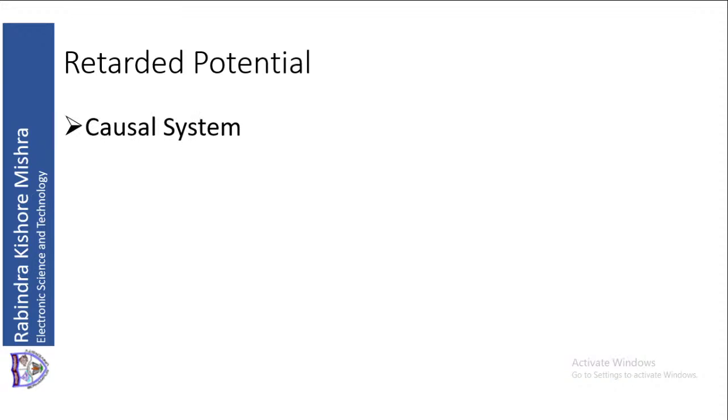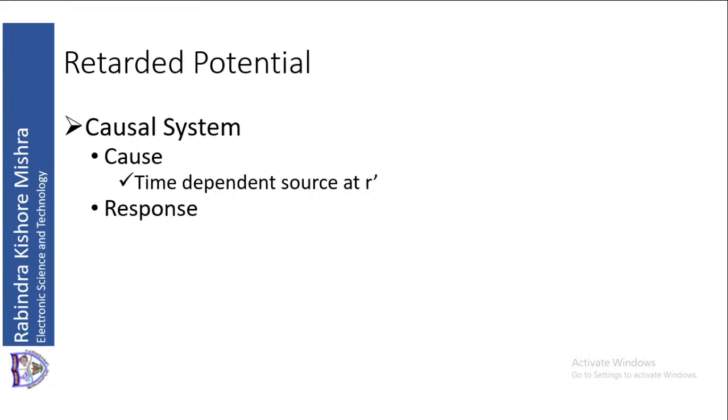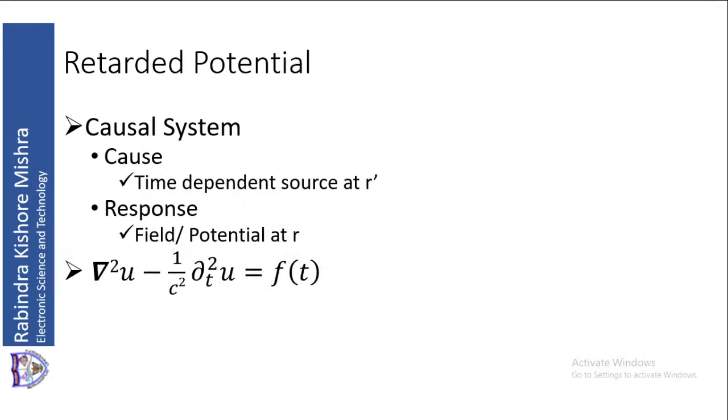Now from this we can know that the system is causal in nature. Causal means it has a cause-effect system. There has to be a cause to have an effect. At P we are observing the potential. For the potential to exist at P, there has to be a cause, which is the source. So there is a cause, which is a time-dependent source at the point R dash. Similarly, there is a response, which is the field or potential at the point R.